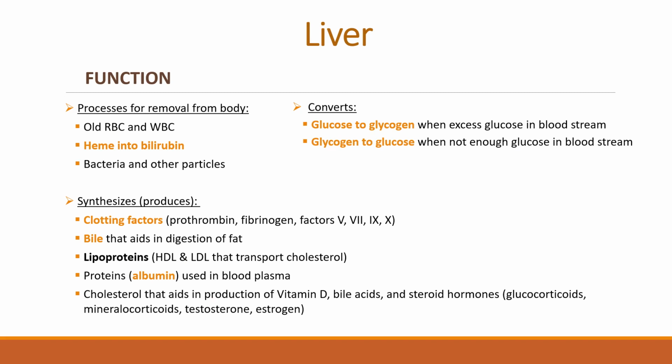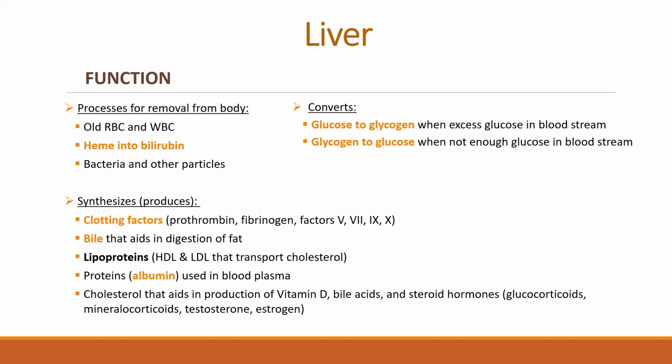The heme part of hemoglobin, which is the oxygen-carrying part of the red blood cell, is the only part that we're going to discuss because it involves an important function of the liver. Heme is broken down into bilirubin in the blood and then brought to the liver to be packaged for removal from the body. The liver also processes bacteria and other particles for removal from the body.